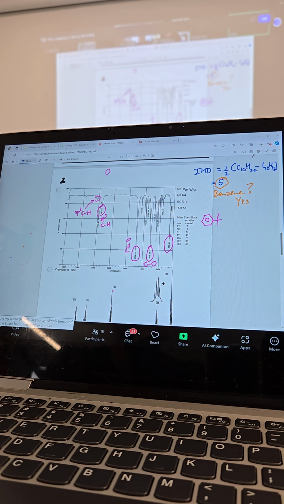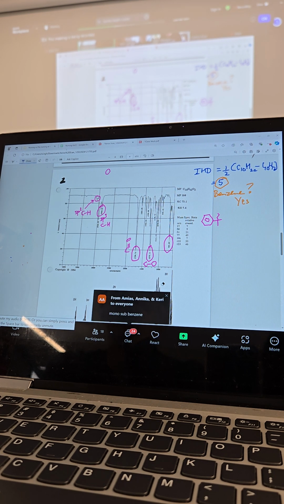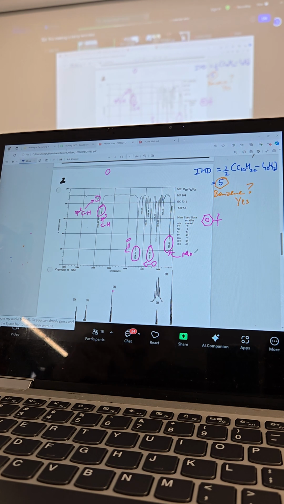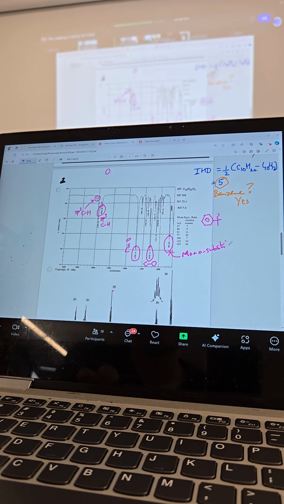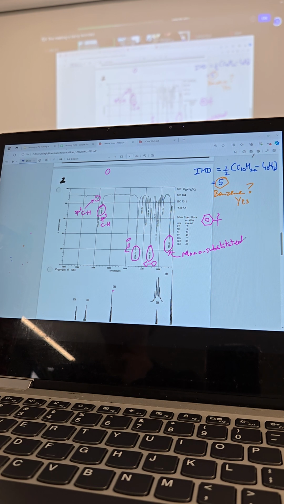Would it be like not a hexane? Benzene is not a hexane no matter what. This benzene is 6, so there's only one kind of benzene. So what is that signal indicating? Isn't that also indicating a mono-substituted benzene? Yes, somebody said it in the chat. Exactly. It's mono-substituted benzene, which we have confirmation for from NMR.